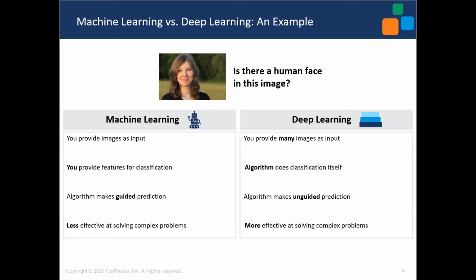So again, machine learning typically uses smaller data sets. We typically provide some type of classification, saying, hey, this is a face or this is not a face. We then provide more guidance to it. And it learns based on successfully identifying a face, and when it does not succeed, it learns from that. With deep learning, we're giving it a lot of data. The algorithm is classifying that data itself. It's making unguided predictions based on the extract of that data, and then it's coming up with what a face is. And again, this is really effective, as we'll see, at solving more complex problems.